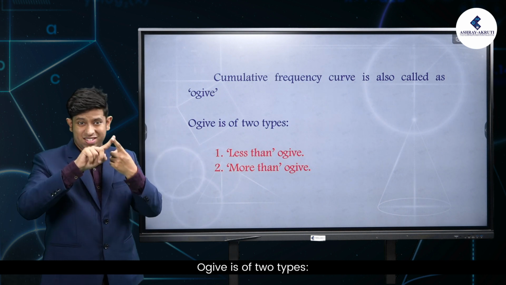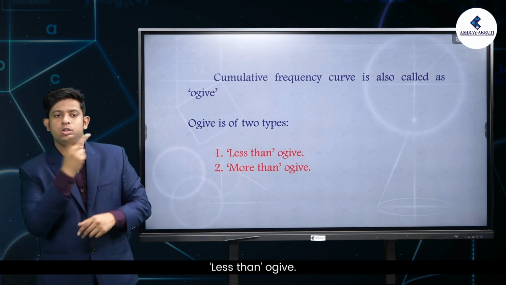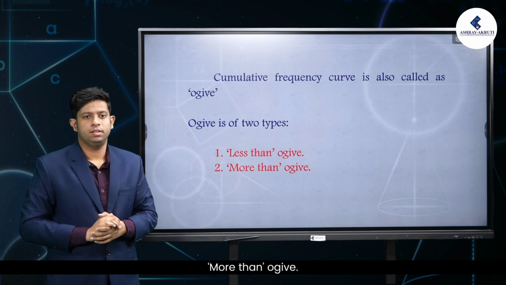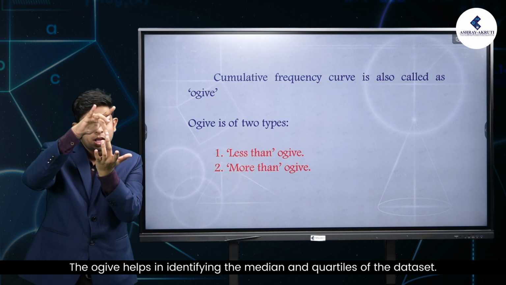Ogive is of two types: less than ogive, more than ogive. The ogive helps in identifying the median and quartiles of the dataset.